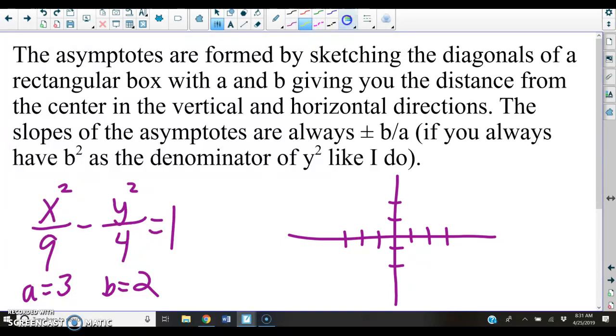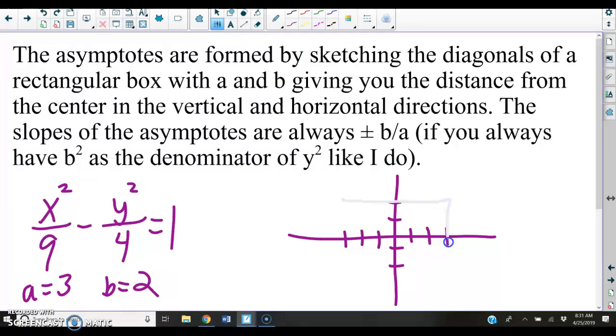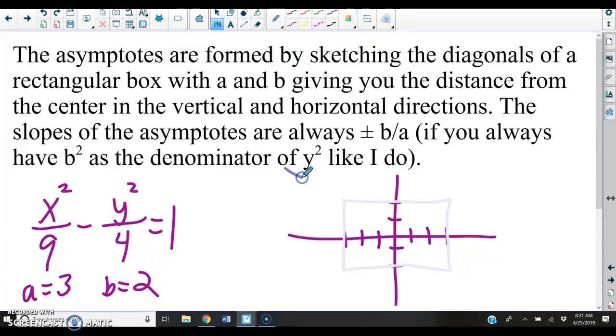Now this time, I'm going to use a light purple. I am going to sketch myself a rectangle. Instead of an ellipse where I get the oval, I'm making a rectangle. That's what that minus is doing. That is not part of my graph. The diagonals of this are the asymptotes.